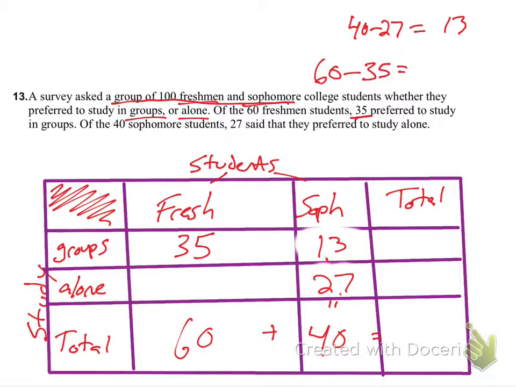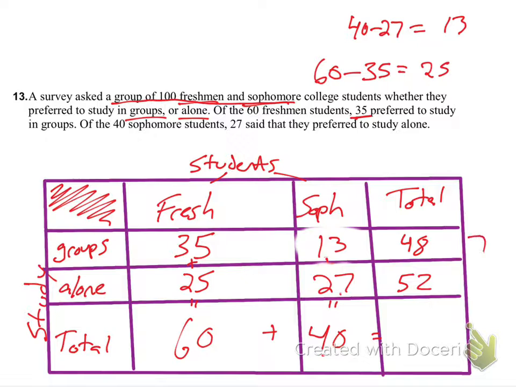So then I would do 60 minus 35, the total freshmen minus how many like to study in groups. And that would give me 25. And then 35 plus 25 is equal to 60. So then 35 plus 13 for our totals on the right-hand side. 35 plus 13 would be 48. And then 25 plus 27 is equal to 52.